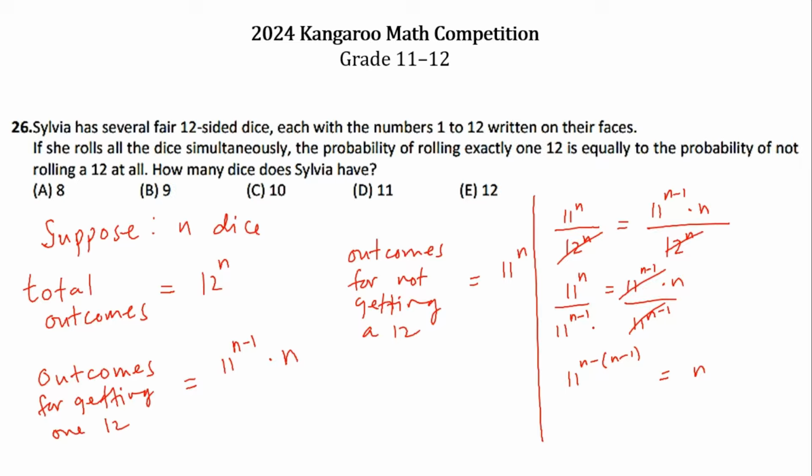And so we have 11 in the left side because we cancel, and then we are left with a positive 1. So 11 raised to 1, that's the same as 11. And so the answer is n equals 11. So there are 11 dice. That's option D.